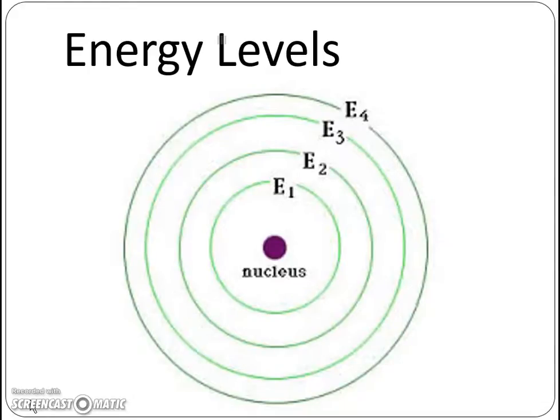Now, the third energy level is a little bit different. You can have up to 8, or depending, you can have more than that. But for this class, we're just going to focus on the first 8 that the third energy level can have. So E1 has 2, E2 has 8, E3 can also have up to 8.